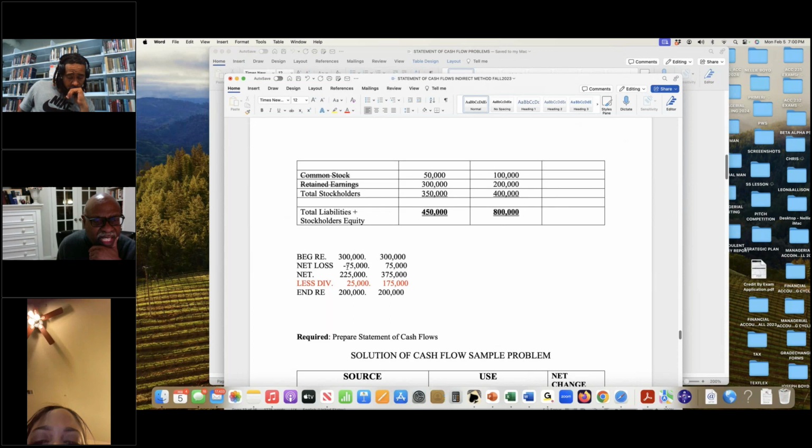If you have a net loss, you subtract. But if this were income, you'd add it to get your subtotal. Then we subtract the ending from this subtotal to get your dividends. We subtract the ending retained earnings from this third line here to get the dividend. That's what we're looking for, the dividends.